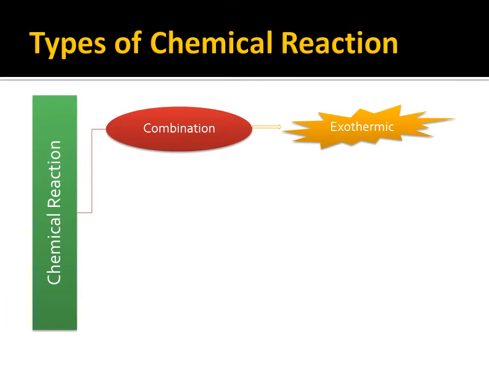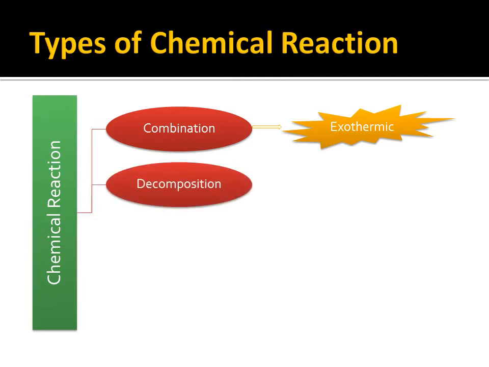Combination reaction is an exothermic reaction. Why is it exothermic in nature? Whenever we are combining two chemicals together, they will release heat outside, right? So when they are releasing heat, this reaction is known as an exothermic reaction.